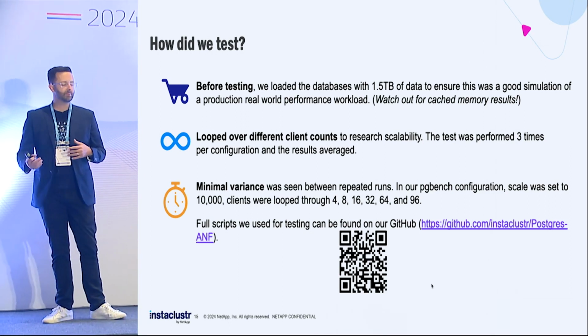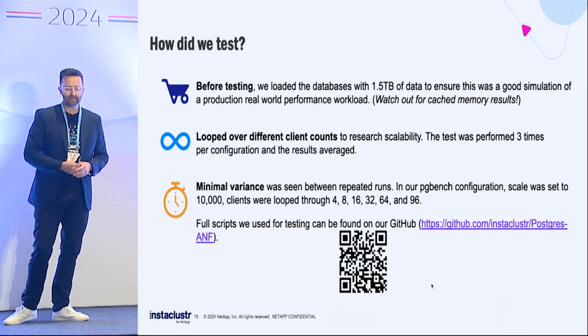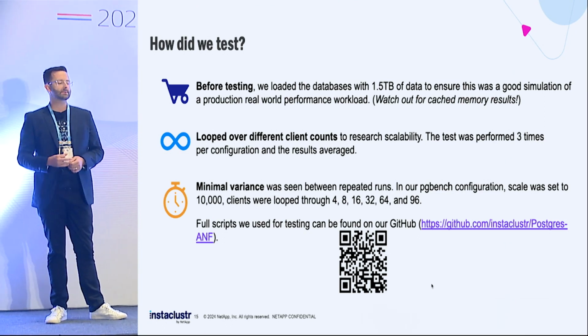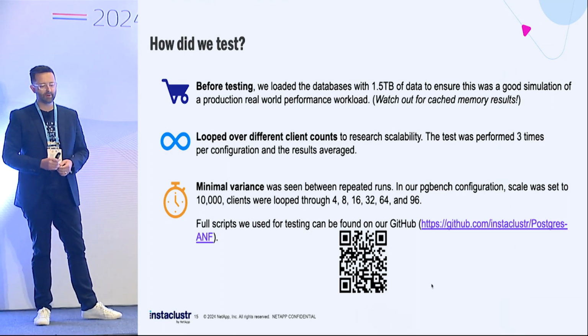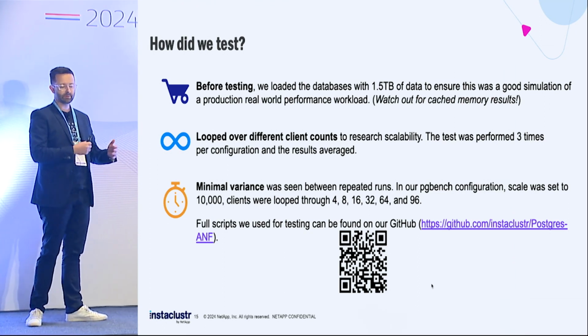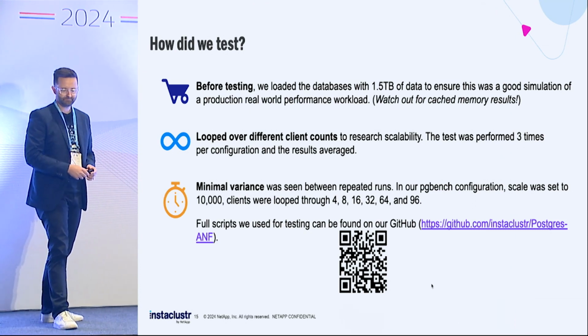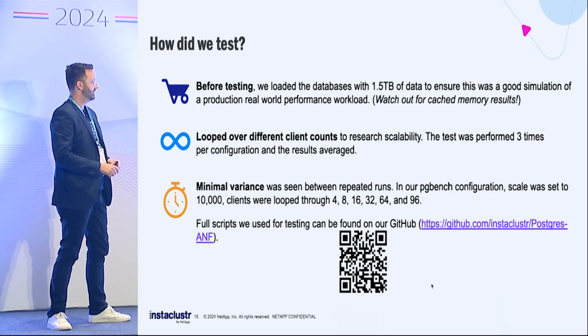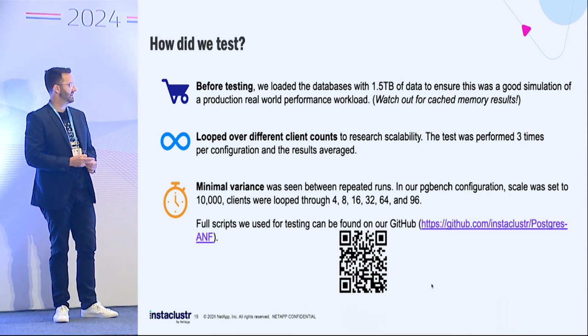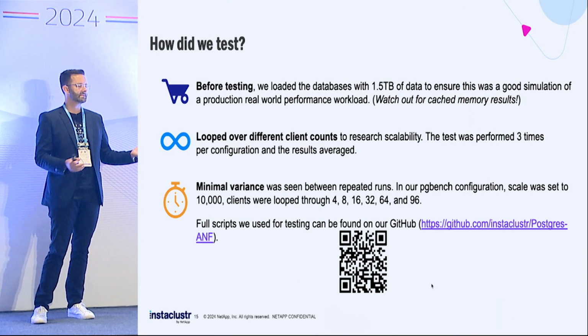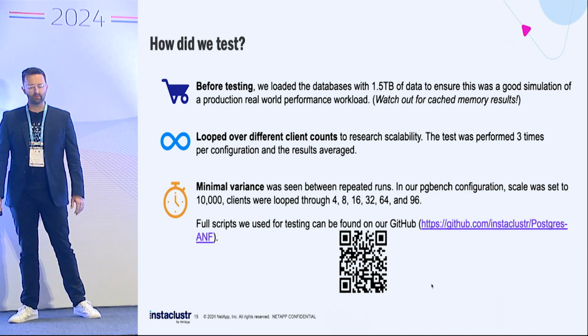We then looped over a bunch of different client counts, scaling up as we did. We repeated those tests multiple times per configuration, and we tried to minimize the variance between all of these as we looped through the different client connection counts. The scripts that we ran are available on GitHub, so you can download them and have a look at what we did and how we ran these tests, so you could repeat them yourselves if you'd like.